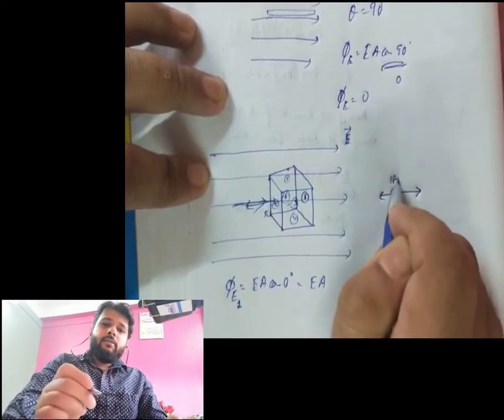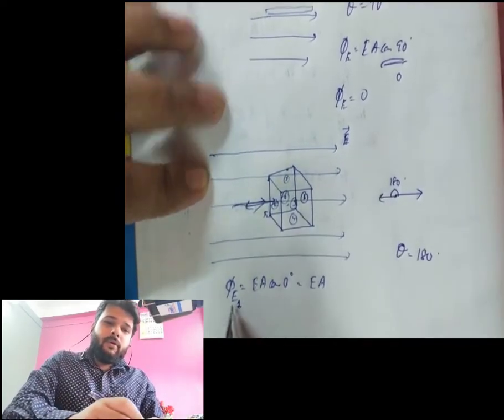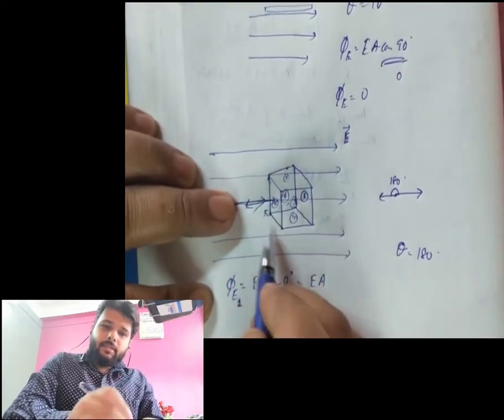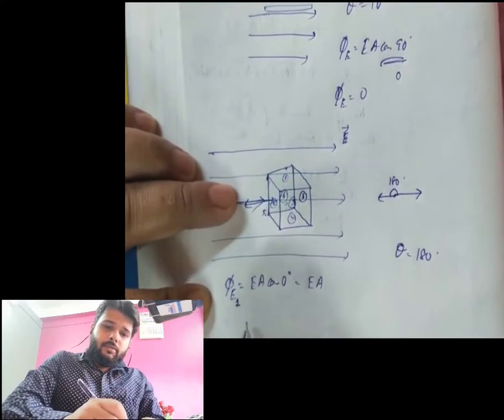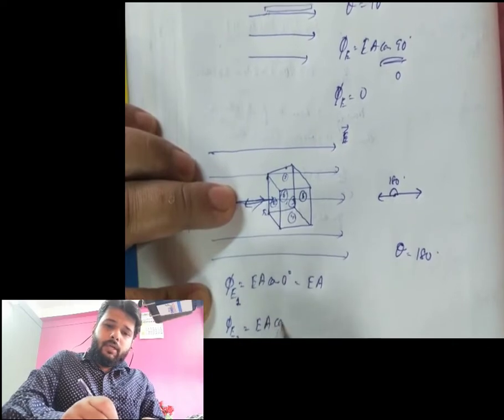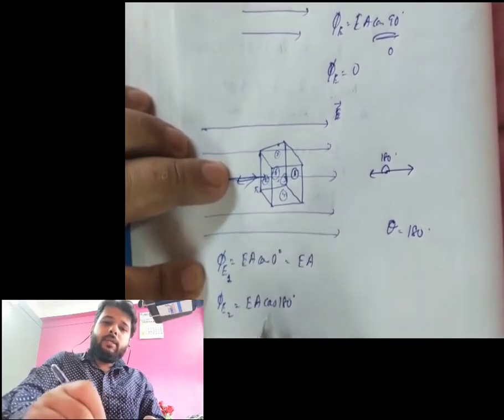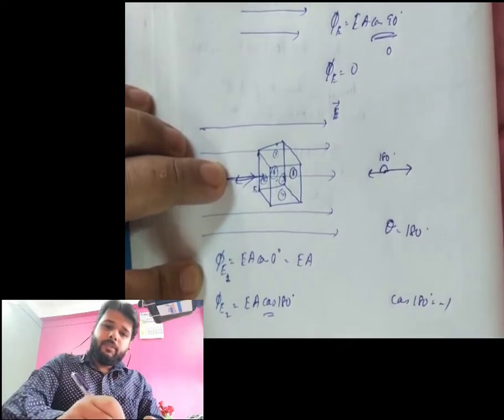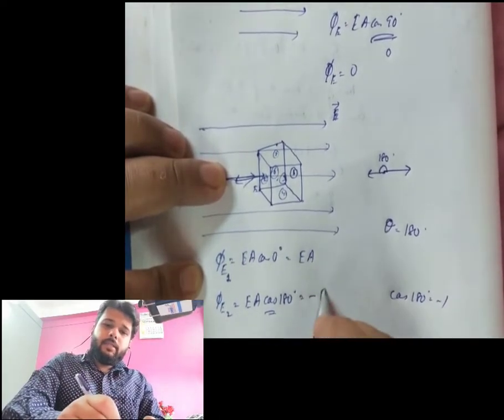180 degree. So the electric flux linked with the second surface is how much? It will be EA cos 180 degree, and cos 180 degree is how much? Cos 180 degree is equal to -1. So this will be minus EA.